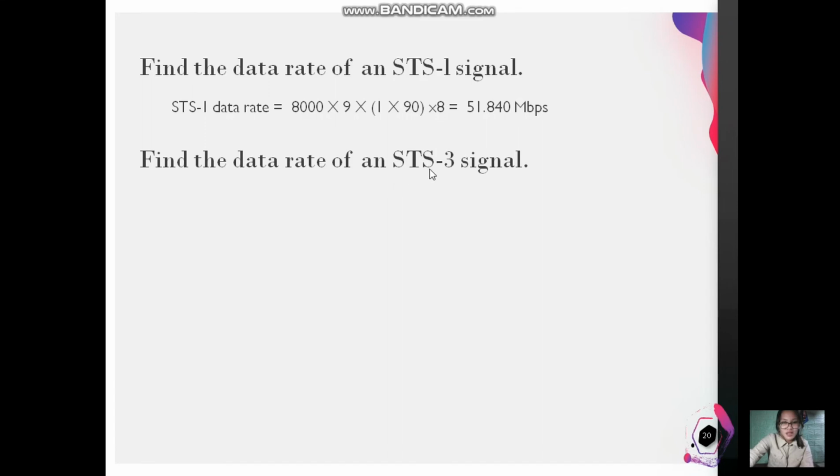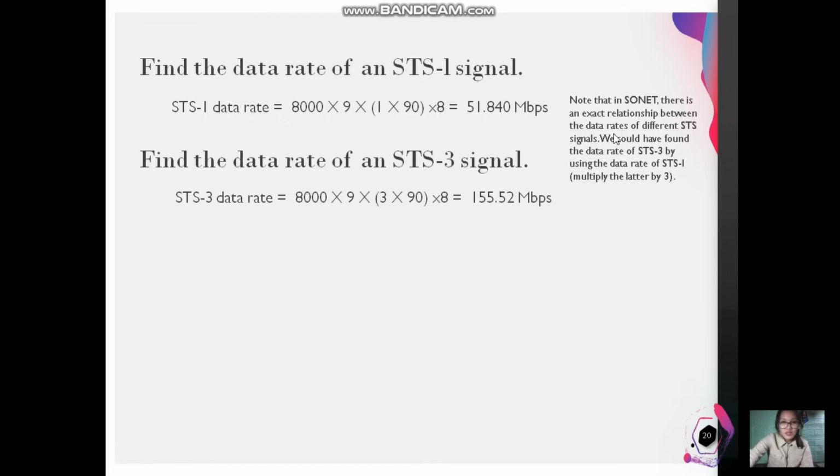Next, find the data rate of an STS-3 signal. STS-3, like other STS signals, sends 8,000 frames per second. Each STS-3 frame is made of 9 by 3 times 90 bytes, and each byte is made of 8 bits. So the data rate is given by solving this, and we get 155.52 Mbps. Note that in SONET, there is an exact relationship between the data rates of different STS signals. We could have found the data rate of STS-3 by using the data rate of STS-1, just multiply the latter by 3.